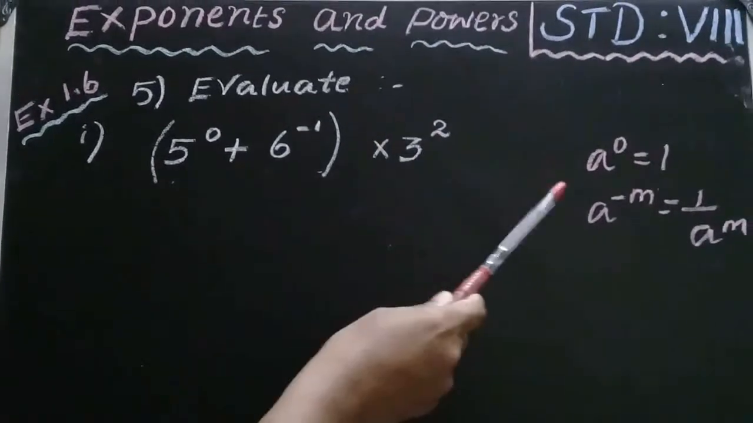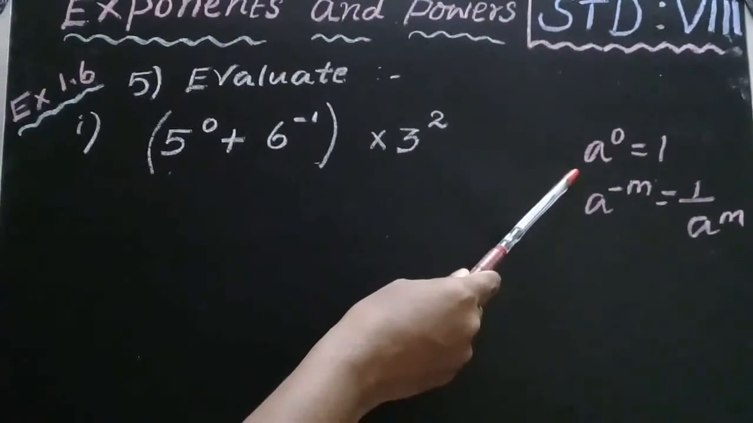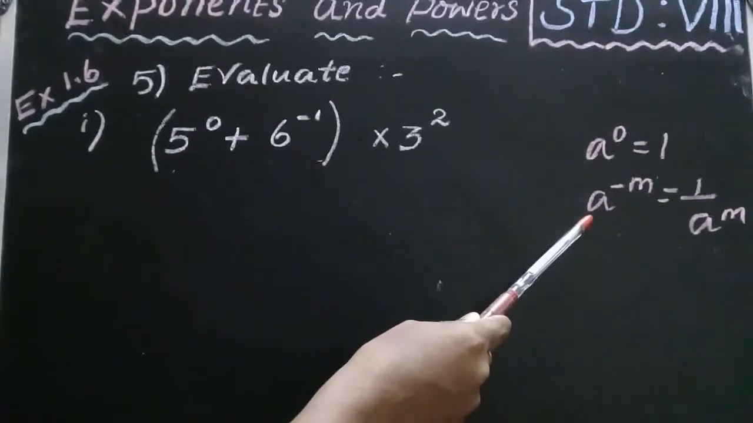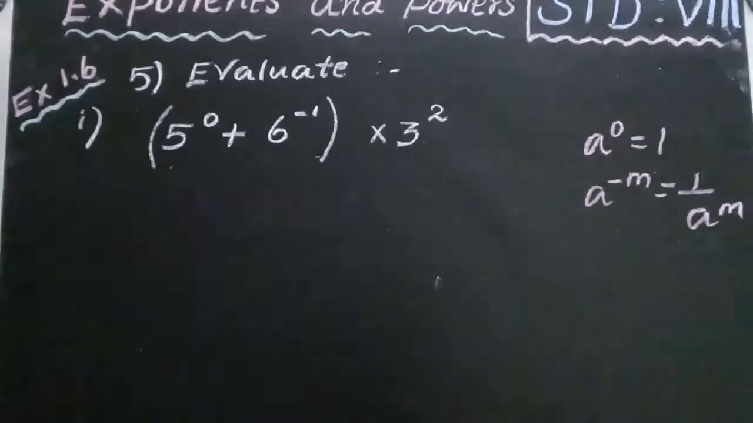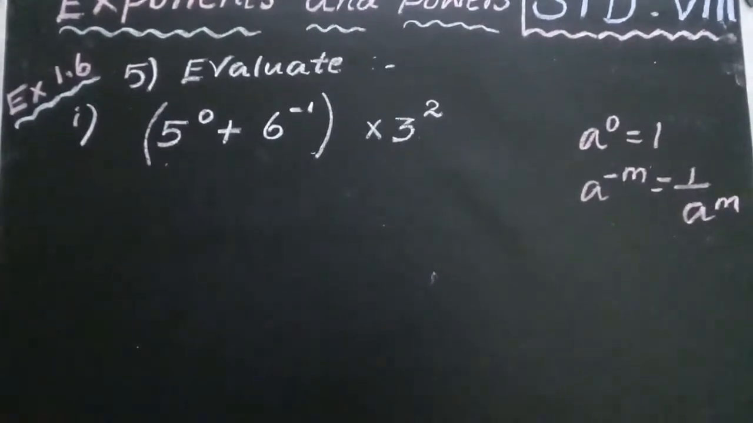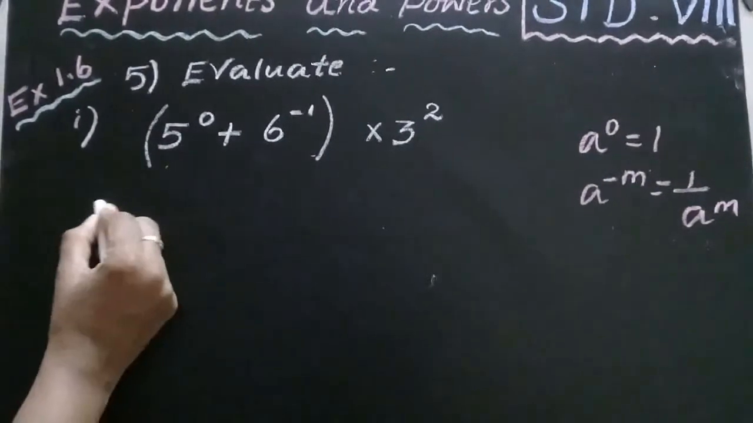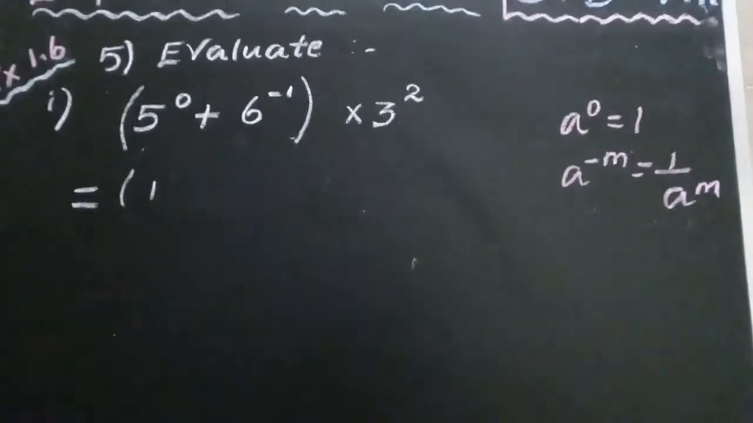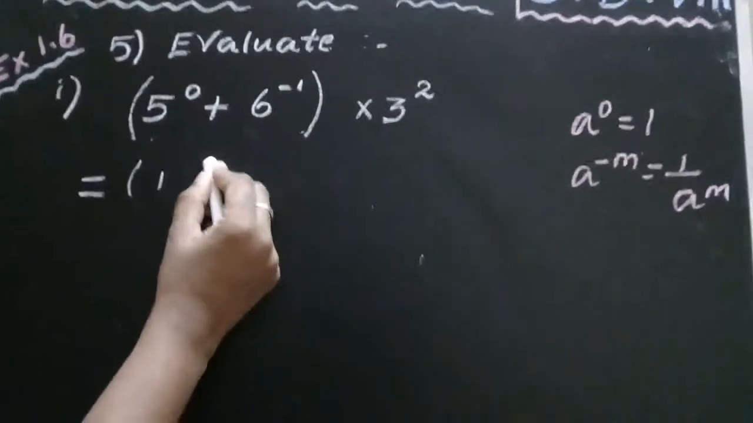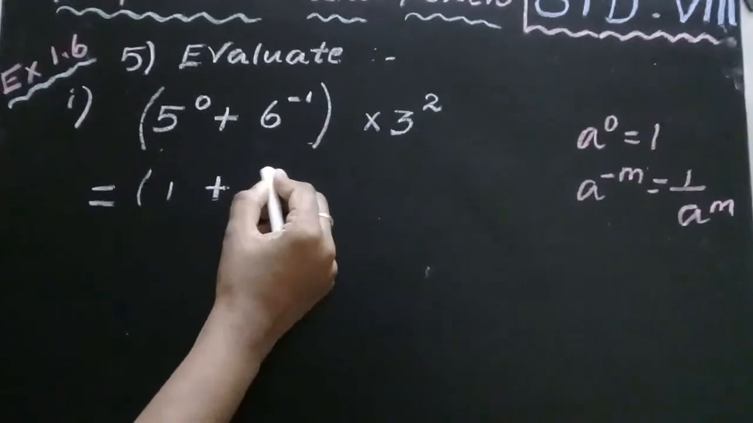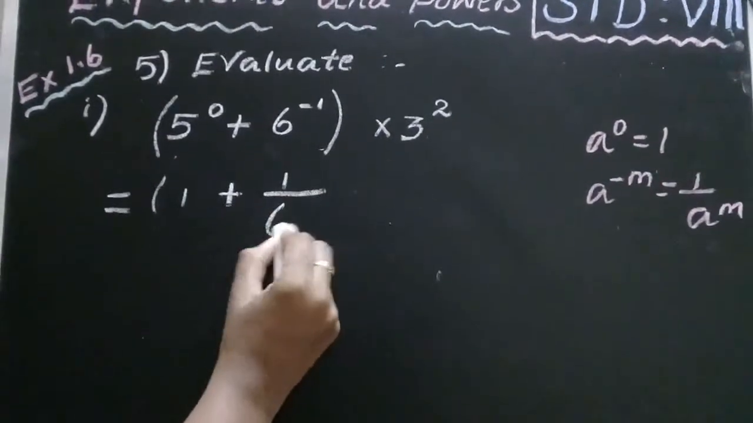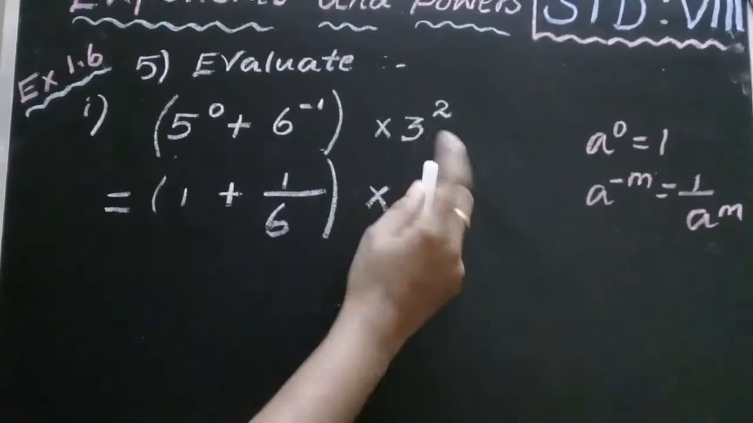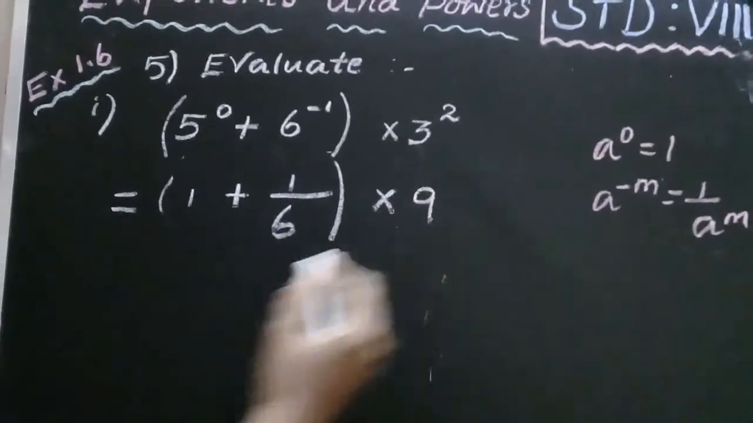So we know the power formula: a power 0, the answer is 1. And a power minus m equals 1 divided by a power m. Here we use the formula. So 5 power 0, the answer is 1, plus 6 power minus 1 can be written as 1 by 6 power plus 1, that is 6 only, into 3 square value, 3 3s are 9.